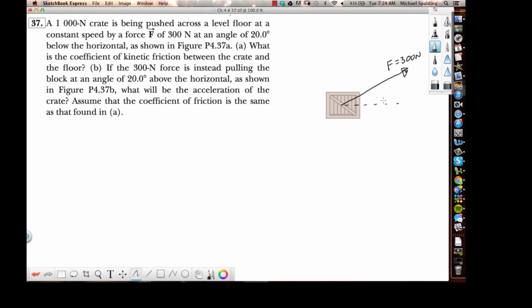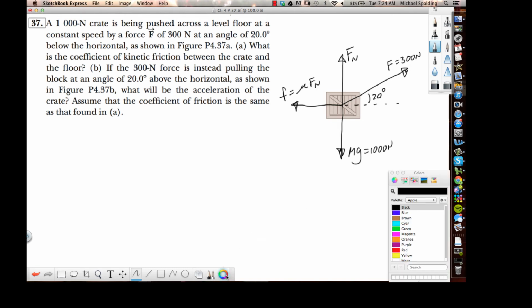And that's 20 degrees. We have mg down, which is equal to 1,000. We have normal force up, and we have friction back. Okay, so we've got to break one of these vectors apart. We have to break apart the 300 again. X component, Y component. So let's sum the forces.